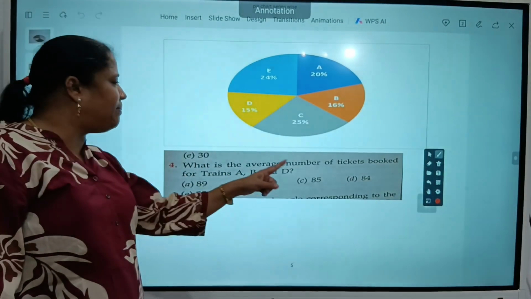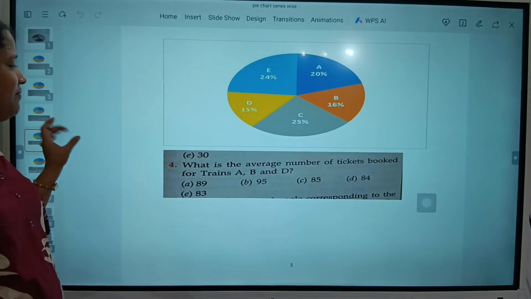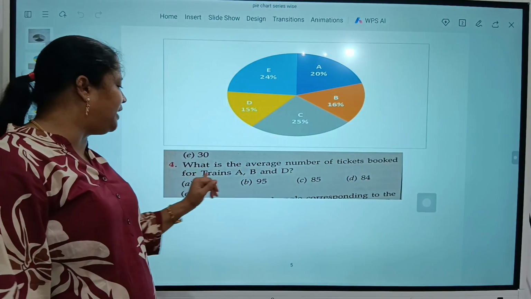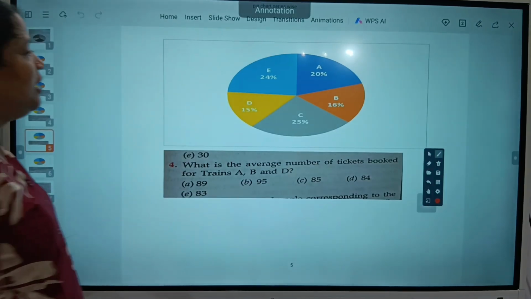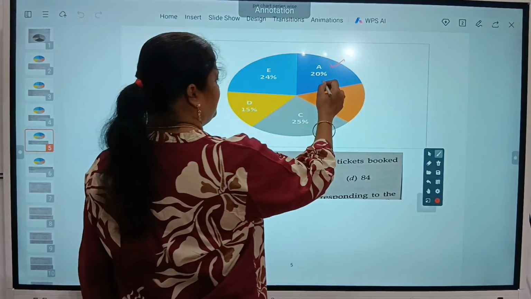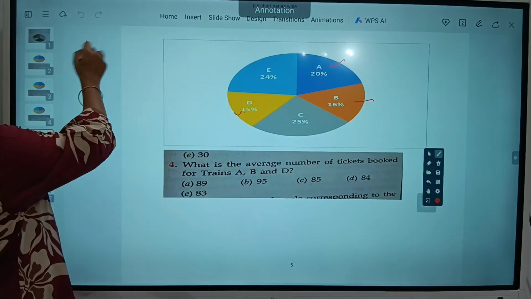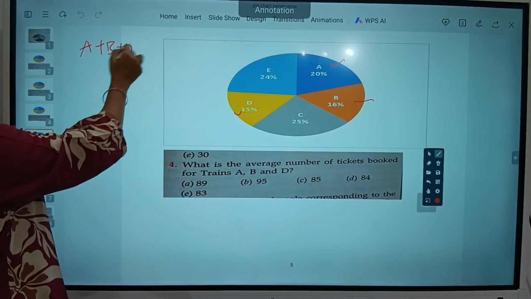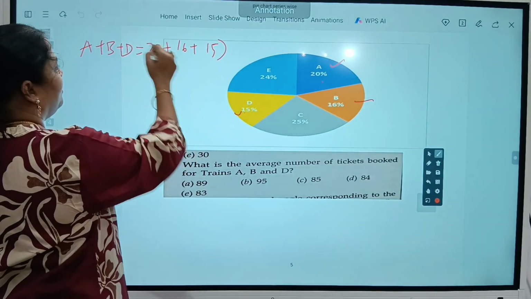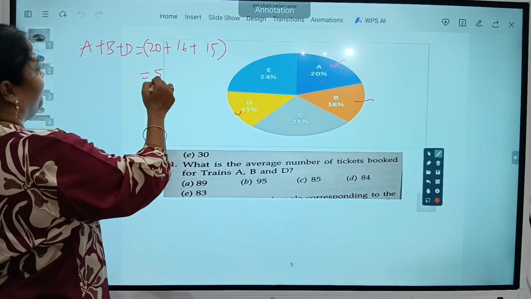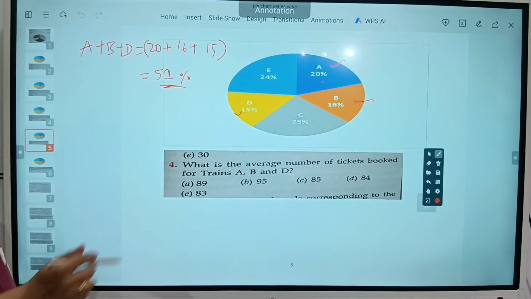So, what is the average number of tickets booked for trains A, B, D? Next question is, what is the average number of tickets booked for trains A, B, D? Okay, this we have to calculate. For A, what is the percentage? B and D, what is the percentage? A plus B plus D is equal to 20 plus 16 plus 15. It comes to 51.